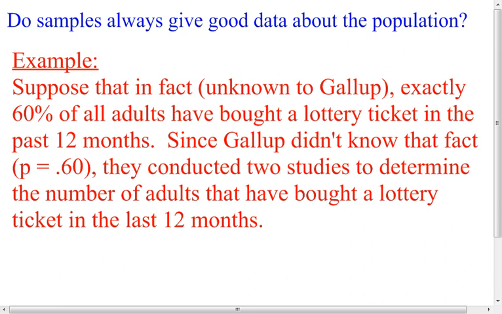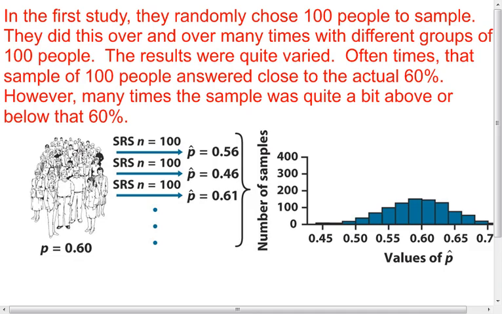Okay, and I'm going to just kind of show you some results so that you see what happens. In the first study, they randomly chose 100 people at a time to sample. And they did this over and over and over many times with different groups of 100 people. And the results were quite varied. Oftentimes, that sample of 100 people answered really close to the actual 60% of people that bought a lottery ticket. However, many times the sample was quite a bit over that 60% or under that 60% of people that we know actually bought a lottery ticket.